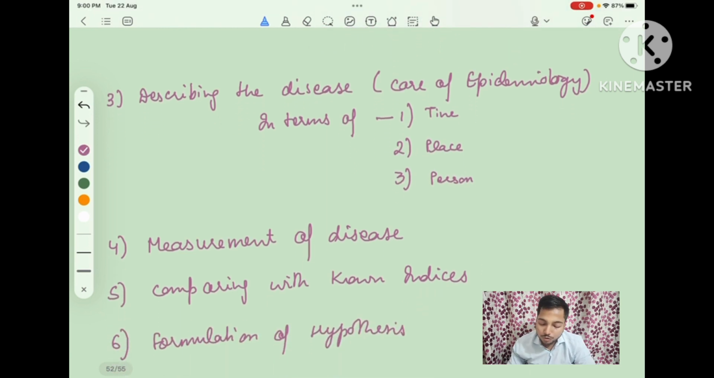Then comes the fourth step, that is measurement of disease. Whatever we have described, we will measure it in terms of mean, median, mode, average value, standard deviation, variance, variation and so on. And then we'll compare them with the known indices, like what was earlier the value of IMR and what is now the value of IMR. This is what we compare, and then we'll formulate a hypothesis based on that. So we have already seen that in descriptive epidemiology we deal with the formulation of hypothesis, whereas in analytical epidemiology we deal with the testing of hypothesis.